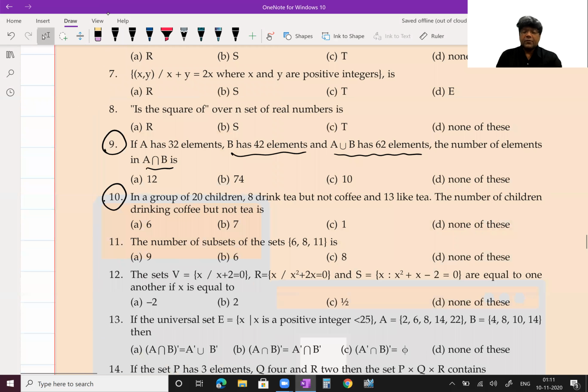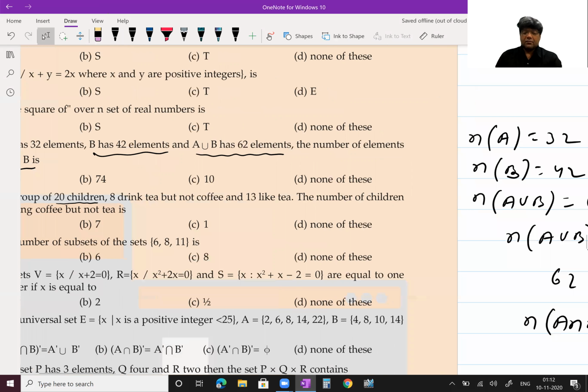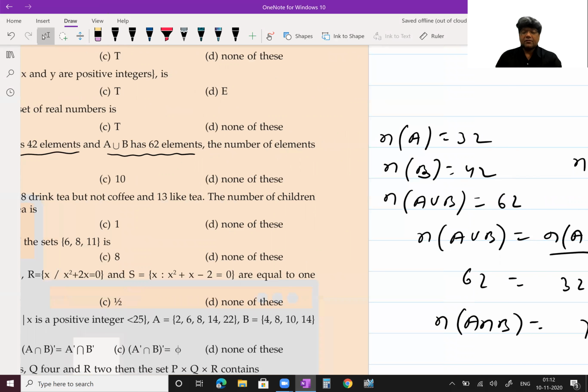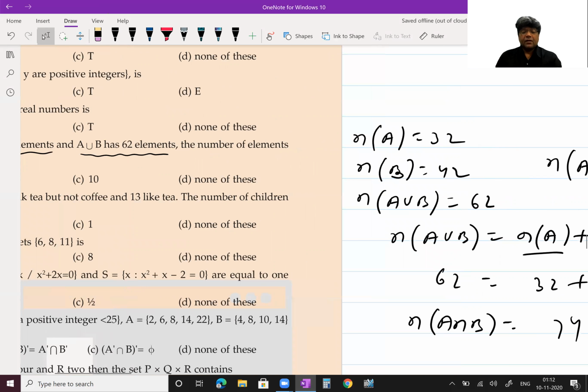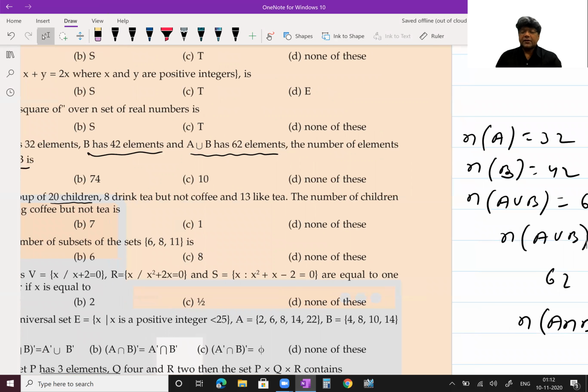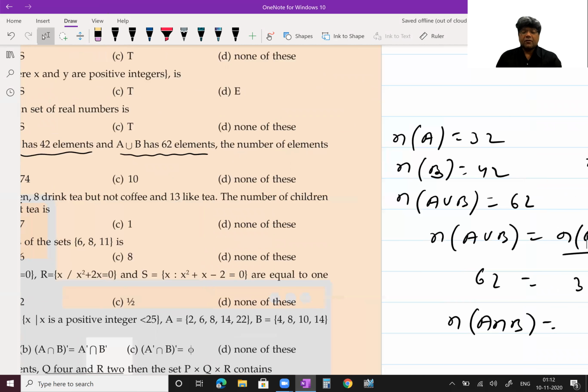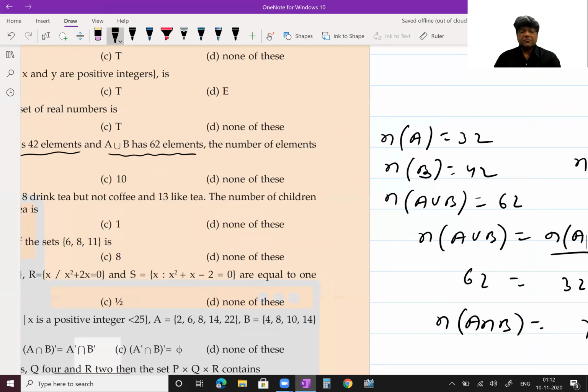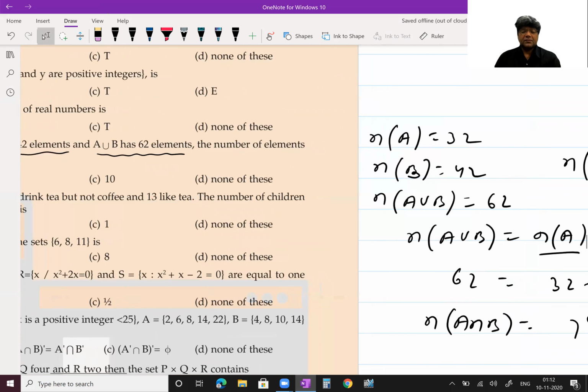In a group of 20 children, 8 drink tea but not coffee, and 13 like tea. The number of children drinking coffee but not tea. Two things are only there, guys: tea and coffee. Question number 10.